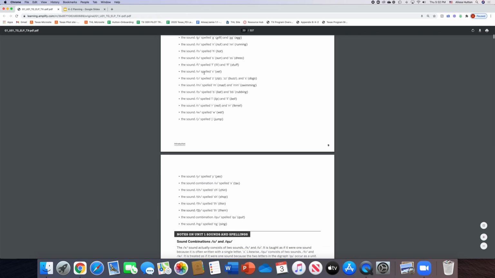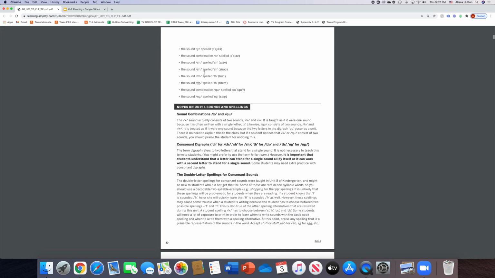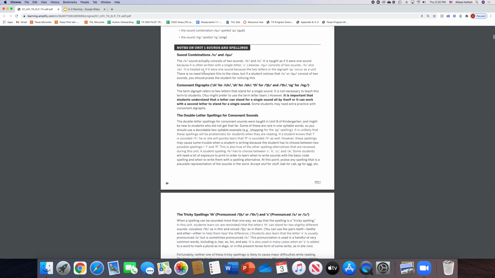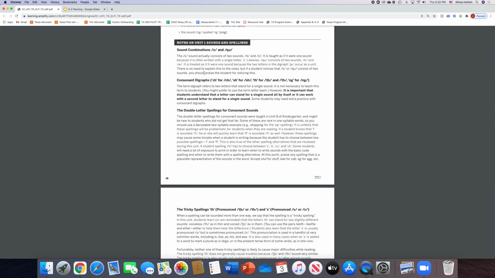As I continue to scroll through my unit introduction, you will notice that directly after those foundational skills, there are notes that are provided on the sound spellings correspondences that I will be teaching, and in this case, reviewing. This portion of the unit introduction provides hints and explanations about how to teach the particular foundational skills in this unit. These pedagogical tips will vary depending on the focus of each unit.